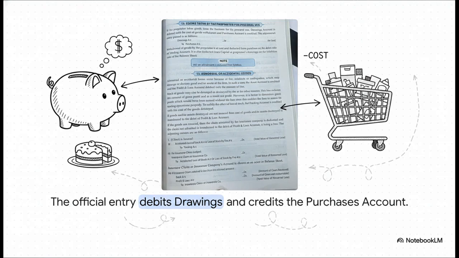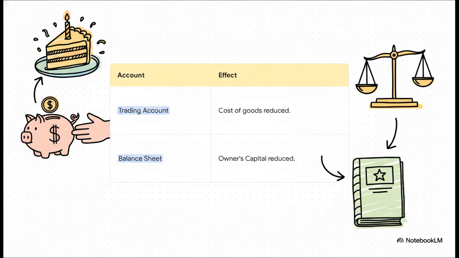And here's how we track it. We debit a drawings account, and just like we saw with the free samples, we credit the purchases account. This little move correctly pulls the cost of that cake out of the business's day-to-day expenses. So what's the big picture here? Well, by crediting purchases, we make sure the business's cost of goods sold isn't artificially inflated by that cake. But even more important, that value is taken directly from the owner's capital on the balance sheet. This keeps everything clean and gives a true reflection of the owner's actual investment in the business.